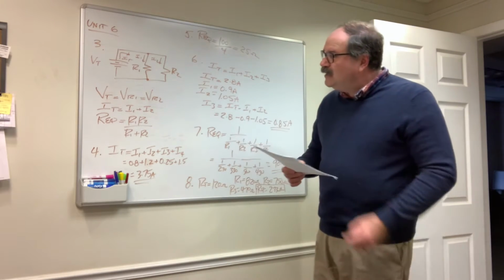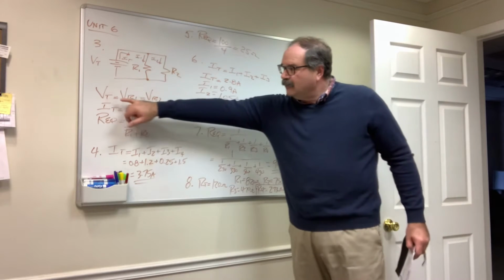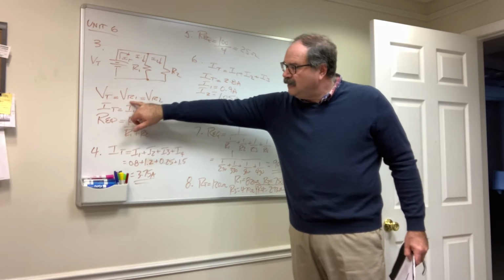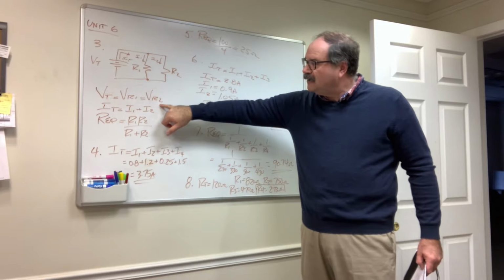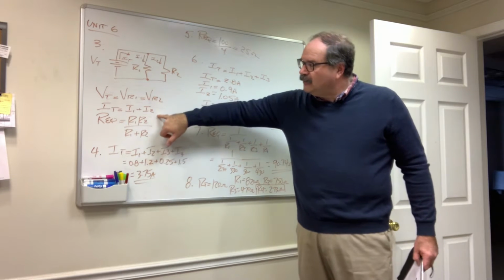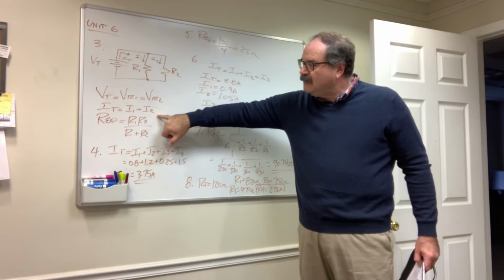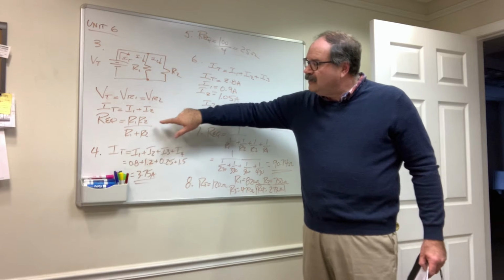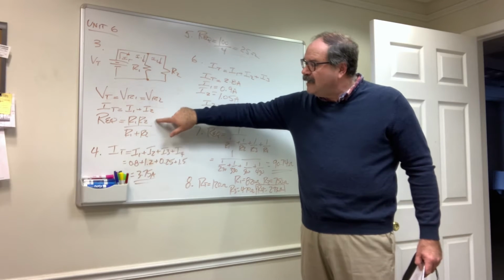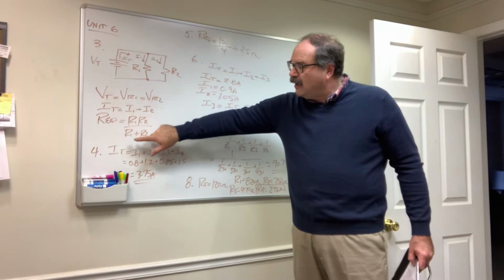The voltage is going to remain the same, so V sub T is equal to V, the voltage drop across R1 is equal to the voltage drop across R2. The current, the total current I sub T is going to be equal to I1 plus I2. And then the overall equivalent resistance, Req, is going to be equal to R1 times R2 divided by R1 plus R2.